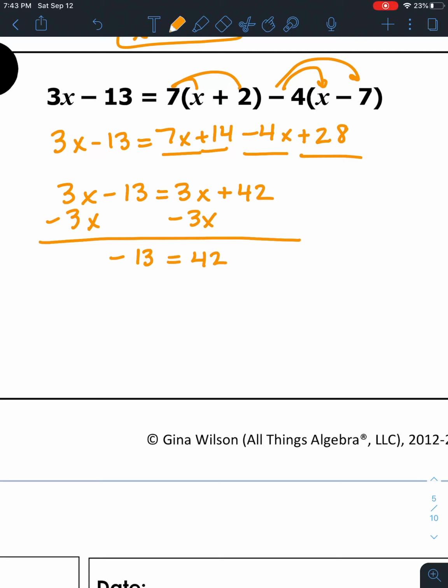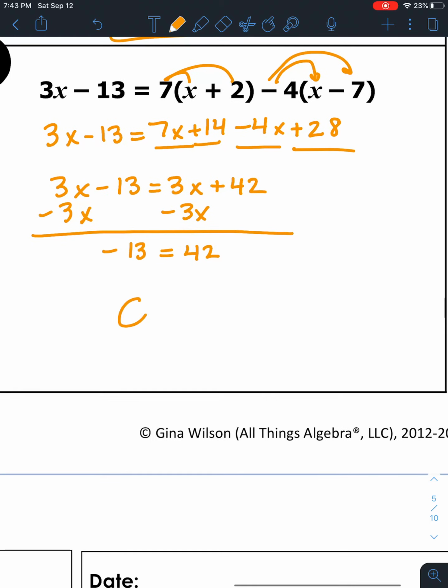Now again, this is just like that example from above. Negative 13 can never equal 42. This is what we call a no solution.